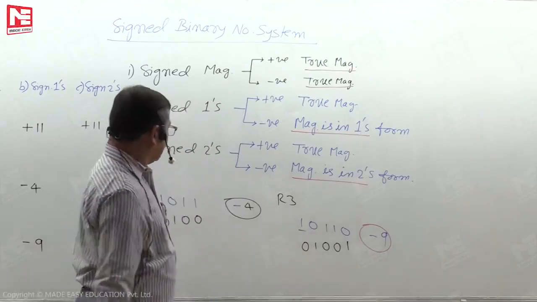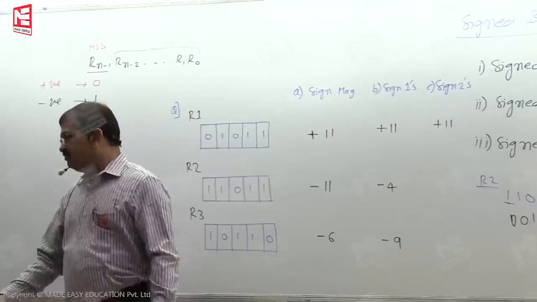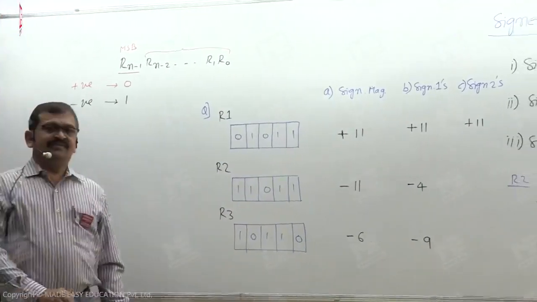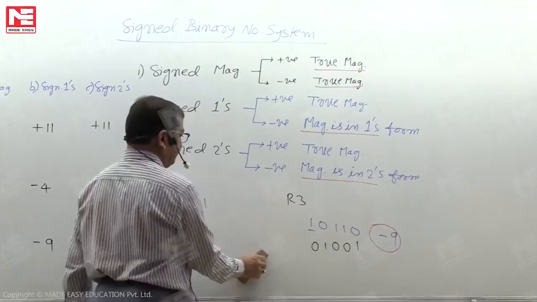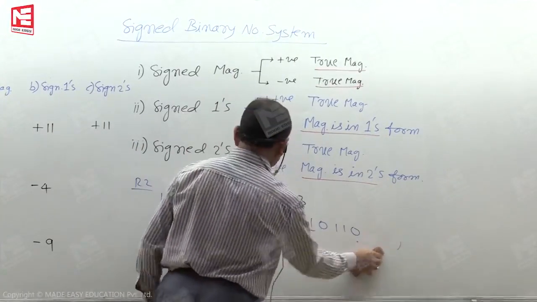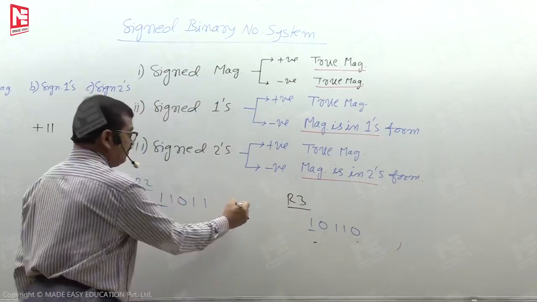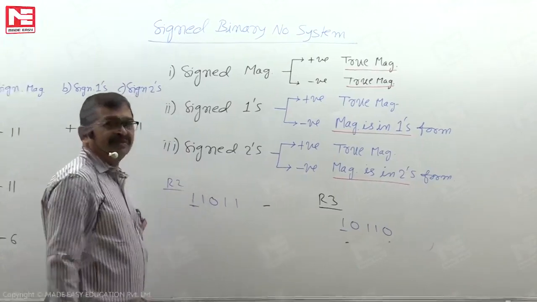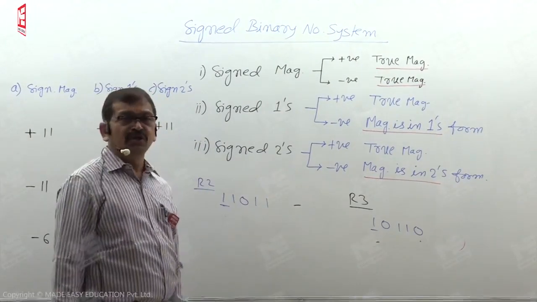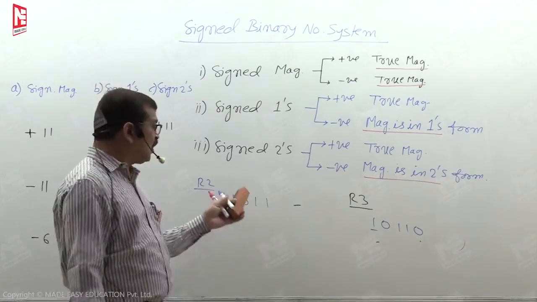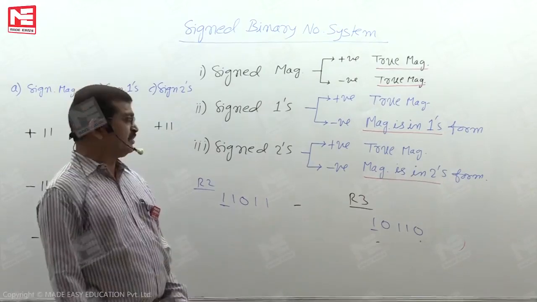So here also the work is the same, as with 1's complement. As and when the sign bit is 1, the number is negative, and to read the magnitude of the number, we need to perform the 2's complement operation on the total content of the register.